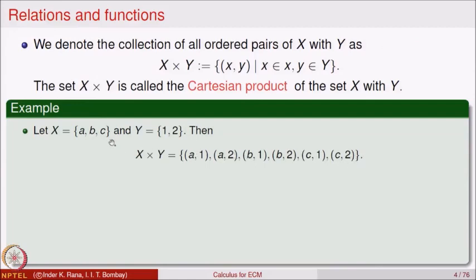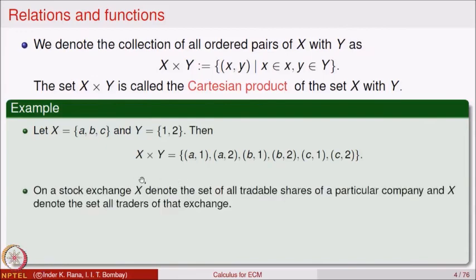So, for the set X with elements A, B and C, and the set Y with elements 1 and 2, the set of all ordered pairs X cross Y consists of these elements: (A, 1), (A, 2), (B, 1), (B, 2), (C, 1) and (C, 2). So, there are 6 elements in the Cartesian product of X with Y.